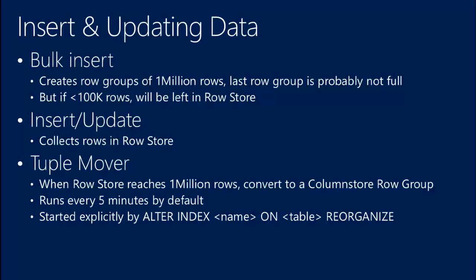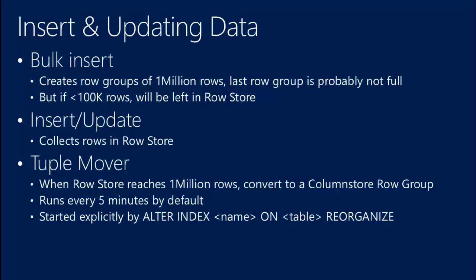If you bulk insert into it, we're going to create row groups of 1 million rows at a time as you're inserting the data. Whatever that last row group is, it's probably not full, but we'll convert it into Columnstore anyway, unless it's less than 100,000 rows. If it's less than 100,000 rows, we'll leave it in the Delta store, and once you've added more rows, the tuple mover will reconvert it.